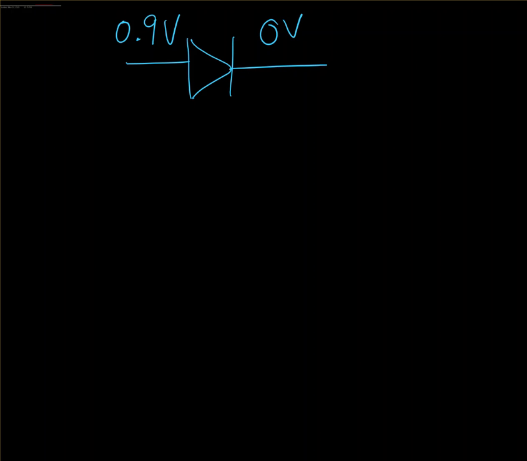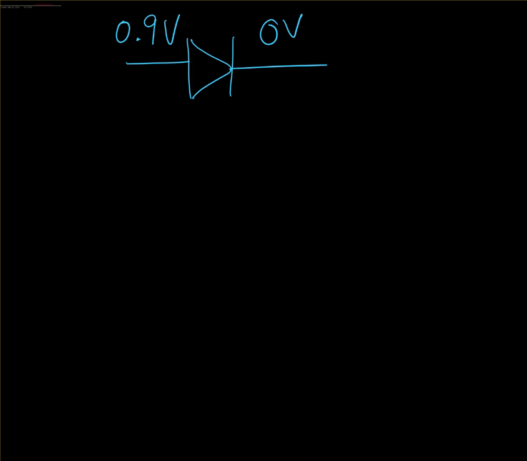Hey everybody, in this short little video we are practicing saying whether a diode is forward or reverse biased based on the voltage readings on either side of the diode. So for example, if I draw my diode like this, if I have 0.9 volts here and I have 0 volts there, is my diode going to be forward or reverse biased?